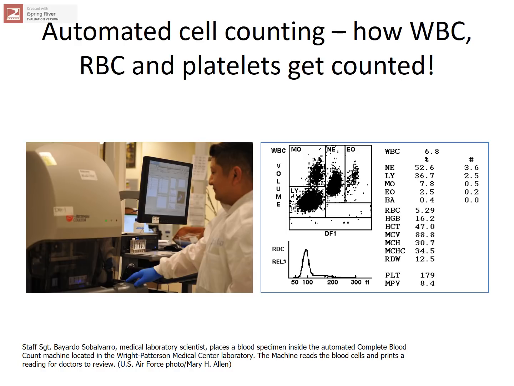The scatter plot, or the picture that you see kind of in the middle of this slide, gives the scientist some information about how many of each type of cell are present, and if they're small or large, or if there are some abnormalities. What you see here is a very normal looking CBC with white cell differential.